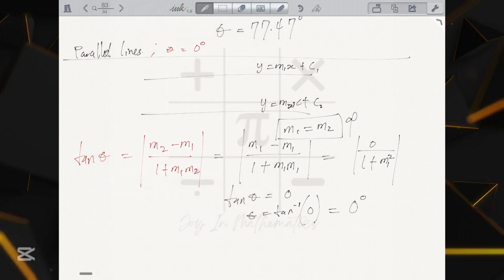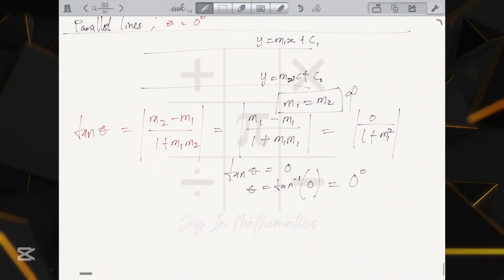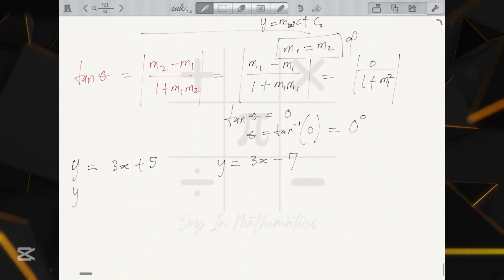Let's take an example. Let's say we have y is equal to 3x plus 5, and likewise y is equal to 3x minus 7. So let's compare. This is y equals m1x plus c1, and let's compare this also to m2x plus c2. So we can see now that m1 is equal to 3, m2 is equal to 3. So with this we can see that m1 is equal to what? m2, just as we have here.